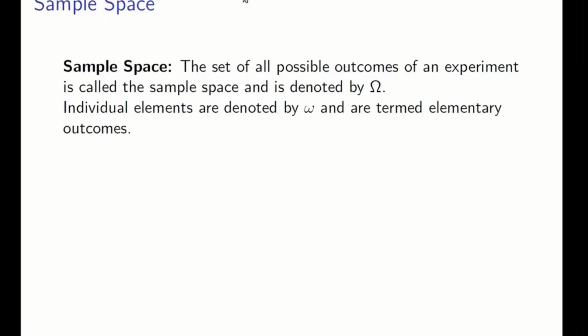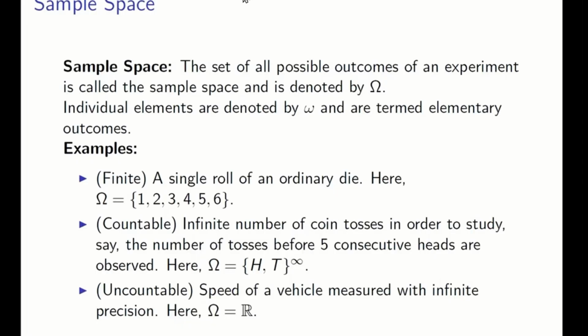Let's talk about the sample space. The set of all possible outcomes of an experiment is called the sample space, and it is denoted by omega. Individual elements are denoted by small omega, and they are termed elementary outcomes. For example, we take an ordinary die. The outcomes of the die are 1, 2, 3, 4, 5, 6.